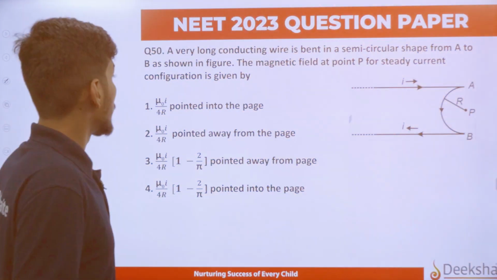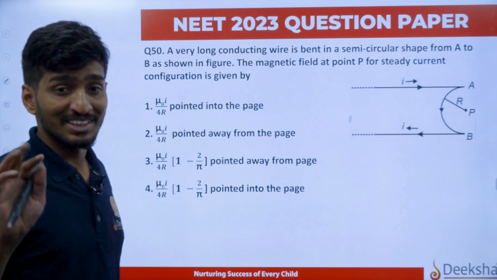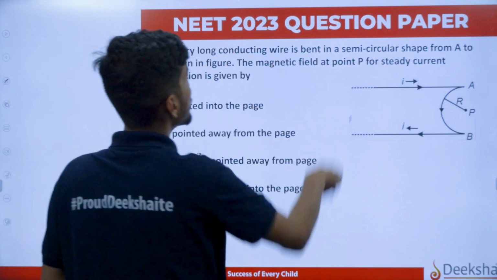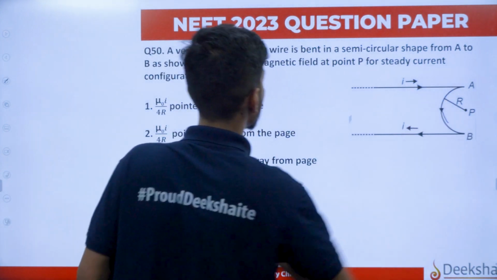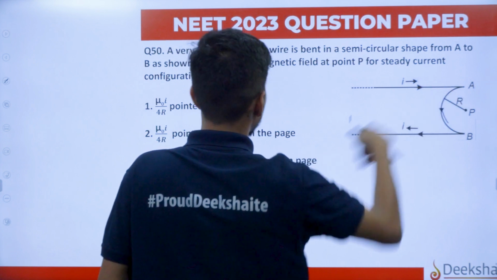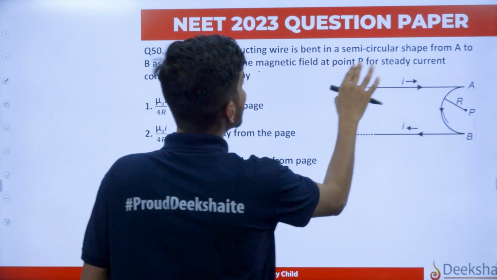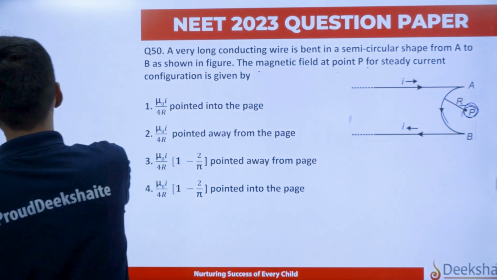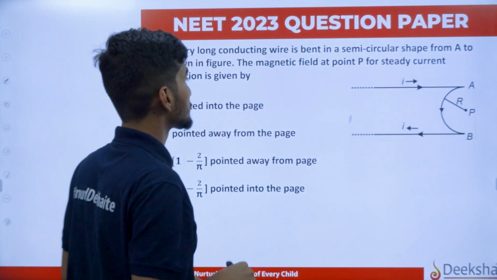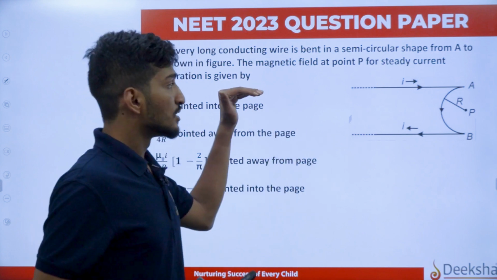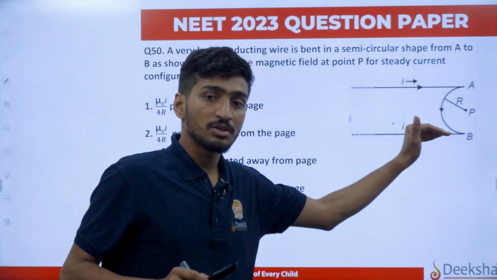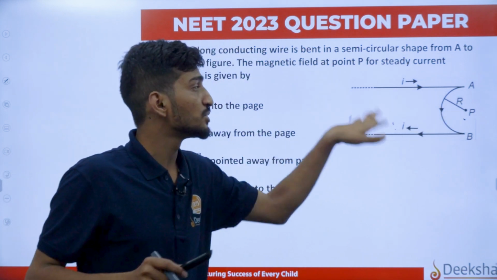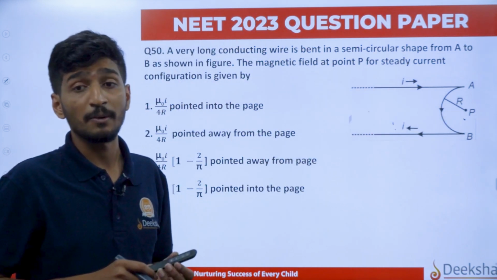Let's move on. So the last question and the longest one. Let's pay very close attention to what we are going to do here. A very long conducting wire is bent into a semicircular shape to form this shape. The magnetic field at point P, so this is the point P, for a steady current will be. So what's basically happening is, wire comes in like this, curves around, goes back. What is the value of magnetic field here due to this whole thing that we have made up here?